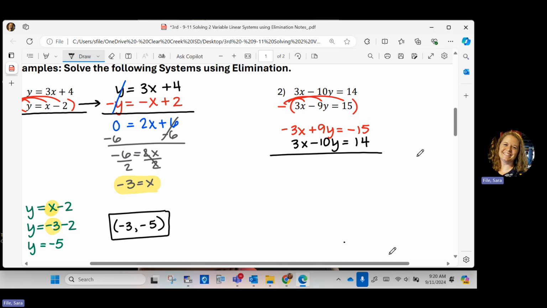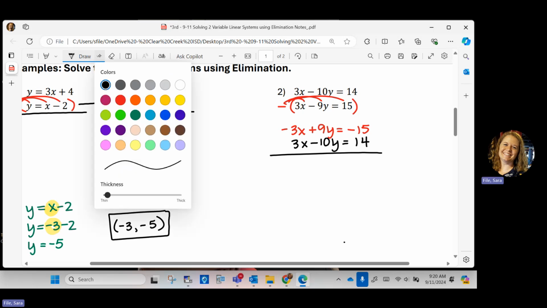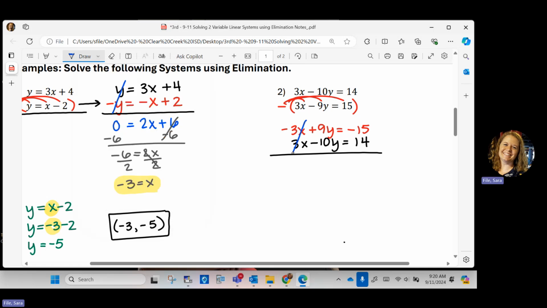Now when I combine like terms here, what's going to happen to my x's? They're going to cancel. That's the whole point. This is called elimination. We want them to eliminate. So then 9 and -10 is going to be -y. -15 and 14 is going to be -1. So what will y equal?